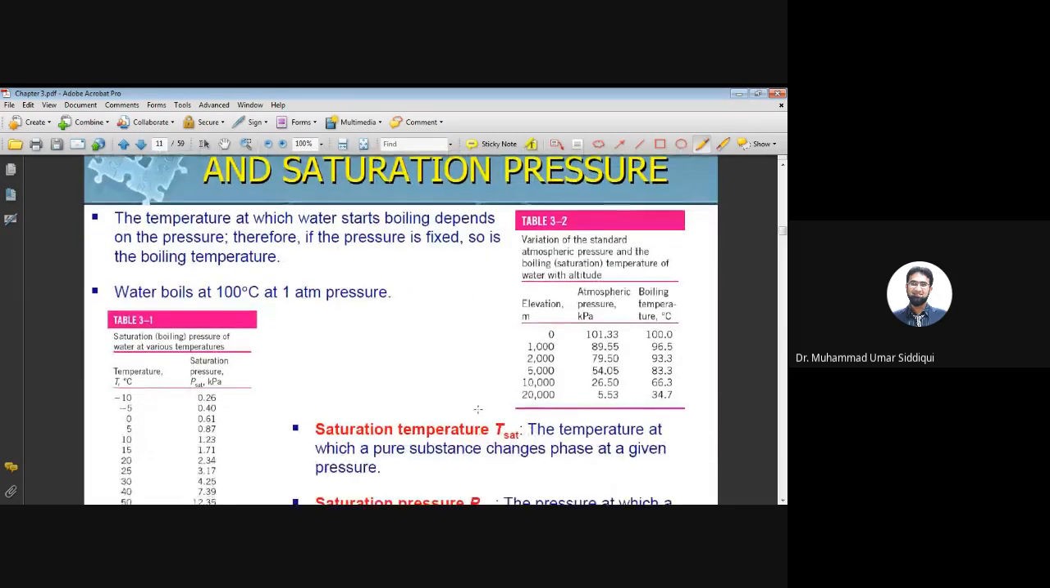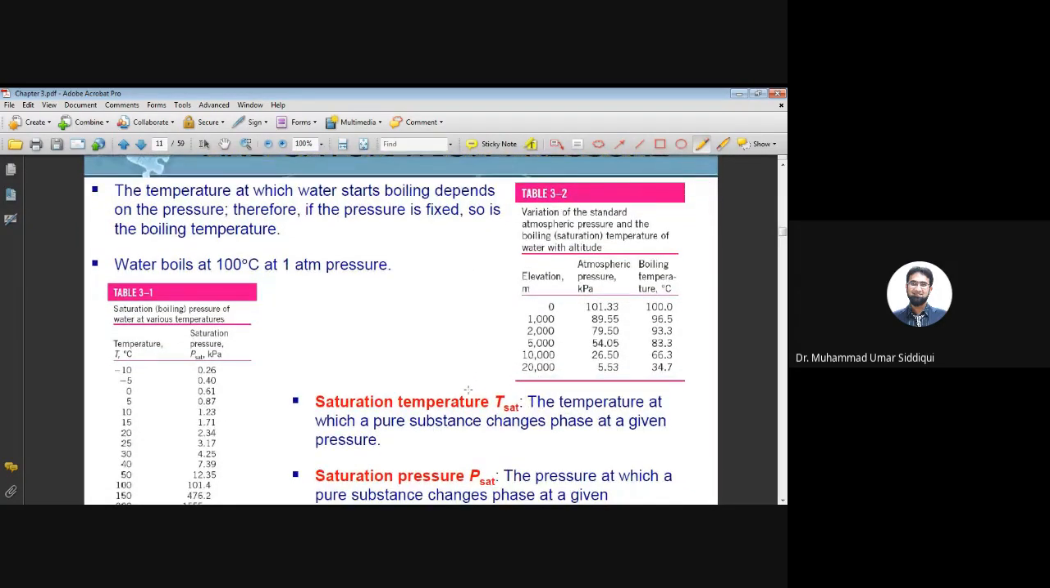So this thing is right now, I think, pretty clear that for every saturation temperature, there is one specific saturation pressure, and vice versa. For every saturation pressure, there is one specific saturation temperature. So this is a specific temperature and pressure where the boiling or condensation takes place. For 1 atmospheric pressure, water will boil at 100 degrees. It will not be 101, it will not be 99, it will be 100 for 1 atmospheric pressure.